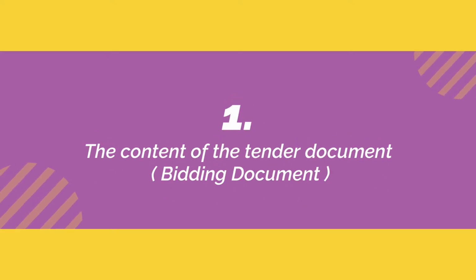I would like to explain the steps to prepare a tender document. This document is prepared by a cost consultancy organization. The first step is the content of the tender document, which is a bidding document. First and foremost, the nature and the number of tender documents depend on the contract types, such as remeasurement contract, lump sum contract, or reimbursable contract.